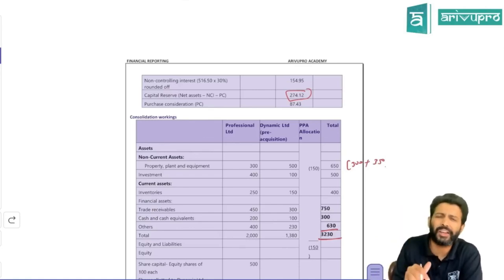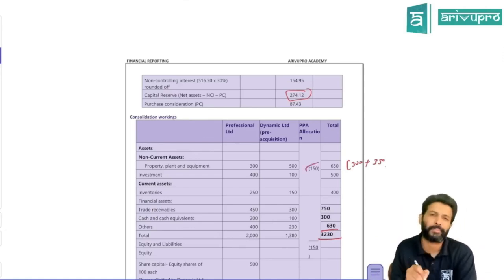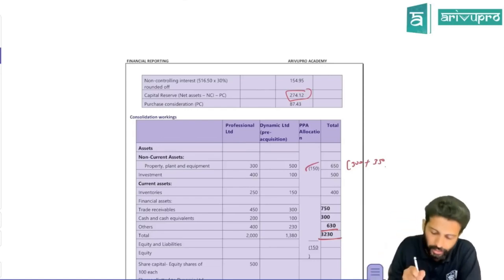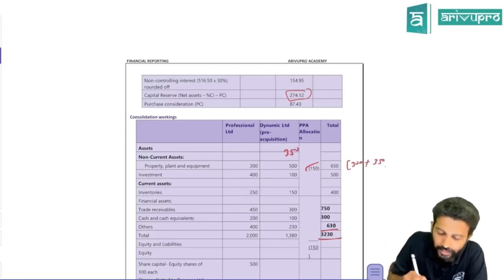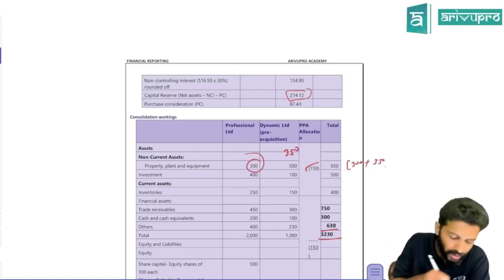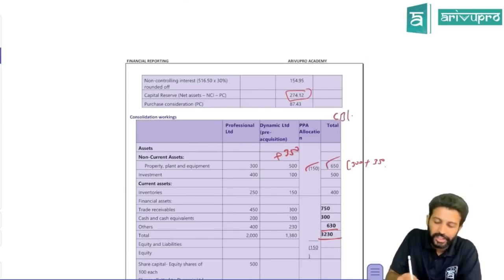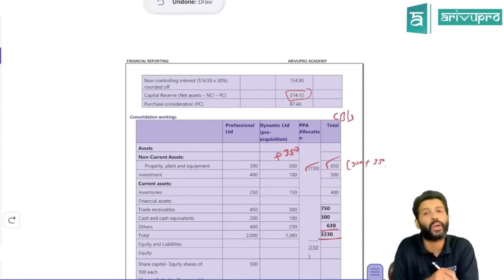The only extra fair value here is what, sir? One is the PP. The rest of the others don't have any fair value. Only PP had a fair value, which you should not forget to consider. So you should take only 350. So Dynamic's fair value of PP was 350. Professional's was already 300. So 300 plus 350 will give you 650. This is your consolidated balance sheet that they are showing over here. This last one.